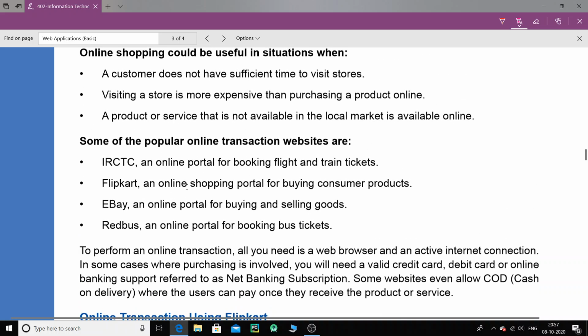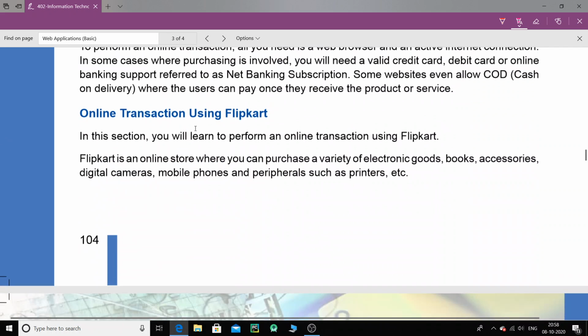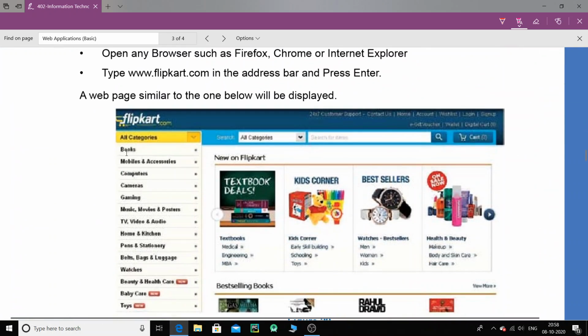Okay, then coming down to the most popular online transaction websites: IRCTC, which is a government-based online portal for booking flights and train tickets, Flipkart, an online shopping portal, eBay, which is nowadays not really happening, and Redbus. So these are all online transaction websites. Nowadays we have another one, that is Amazon, which is booming like anything, right? Then online transaction using Flipkart. I hope you know this transaction. All of you might have done shopping with Flipkart or Amazon, so you know the process.